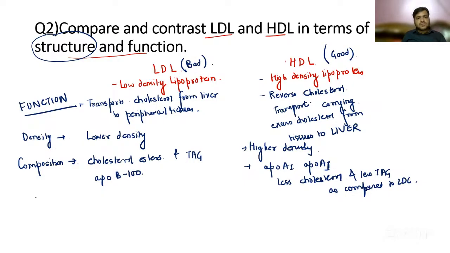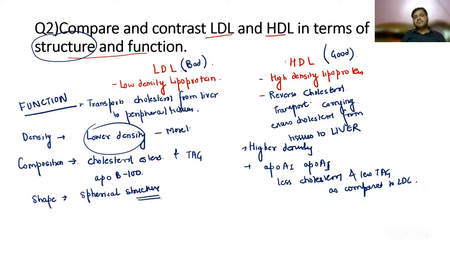If we talk about the shape, LDL has a spherical structure that carries more lipids as compared to proteins. Obviously, it has a lower density. We have more lipids as compared to proteins.